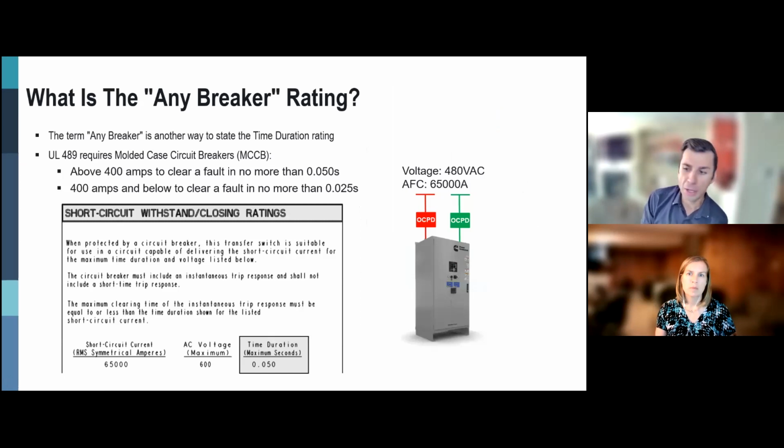What is the any breaker rating? The any breaker rating is just another way of stating the time duration rating. It's not a true rating, it's just a time duration. It comes from the requirement for UL 489 circuit breakers that breakers above 400 amps will trip in 0.05 seconds, and less than 400 amps will trip in 0.025 seconds. But the any breaker rating is not a rating, it's just another way of stating the time duration. What you want to put in your specification is the available fault current and the voltage. That will allow the manufacturers to give you the transfer switch with the right ratings.